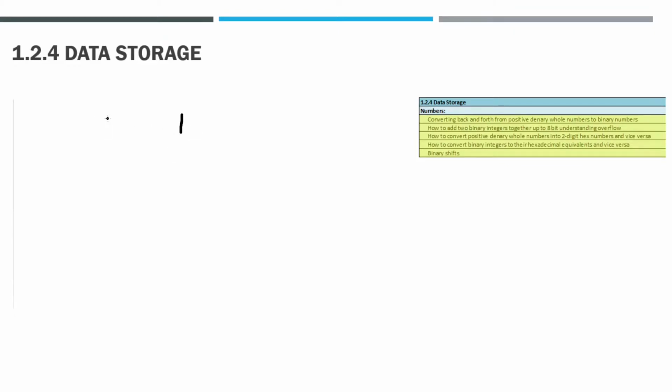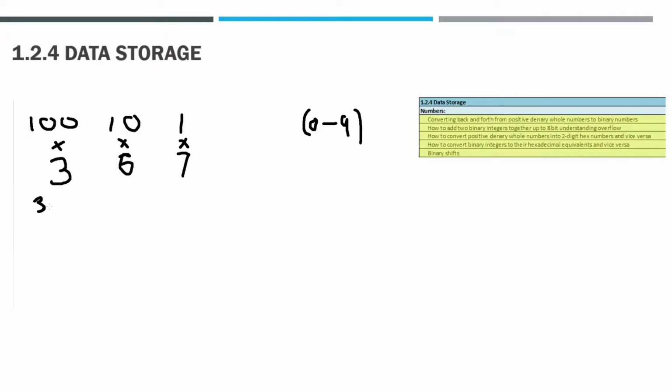Our number system, denary or decimal, whatever you want to call it, has 10 digits, 0 to 9. So when we have a number like 367, essentially what you're doing is multiplying the top number by the bottom to get 60 there, to get 7 there, and you're adding them together to get the number 367. That's how you do it in our number system.